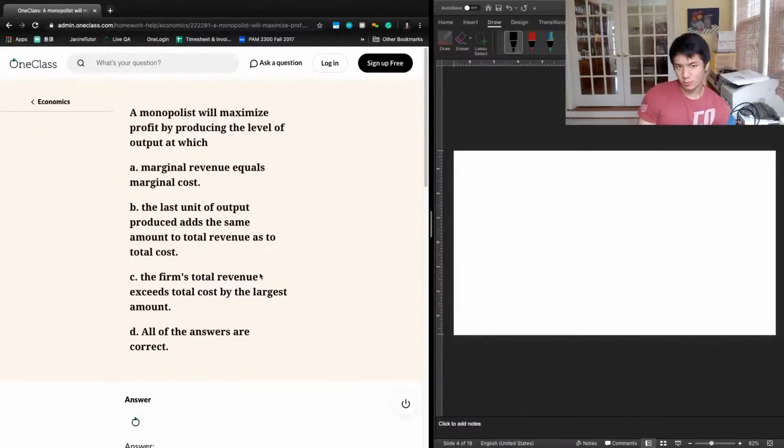Next question says, a monopolist will maximize output by producing at the level of output at which marginal revenue equals marginal cost, or the last unit of output produced adds the same amount of total revenue as to total costs, or the firm's total revenue exceeds total costs by the largest amount, or all the following are correct.